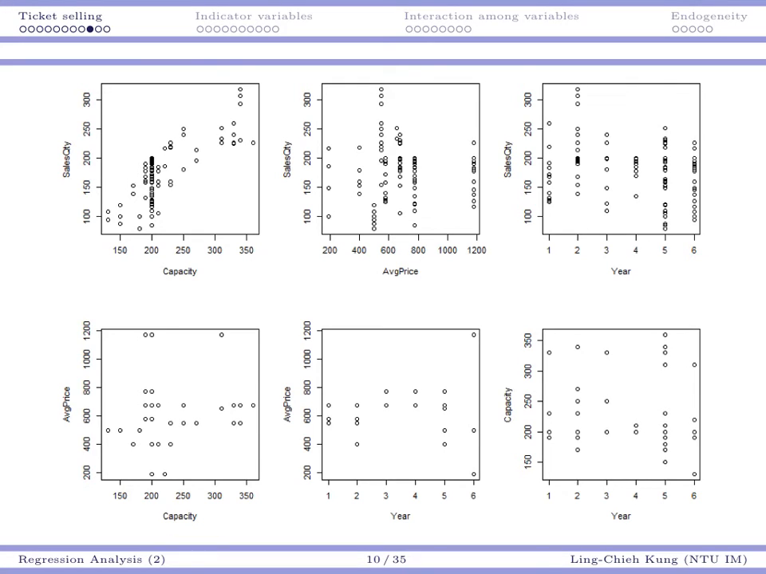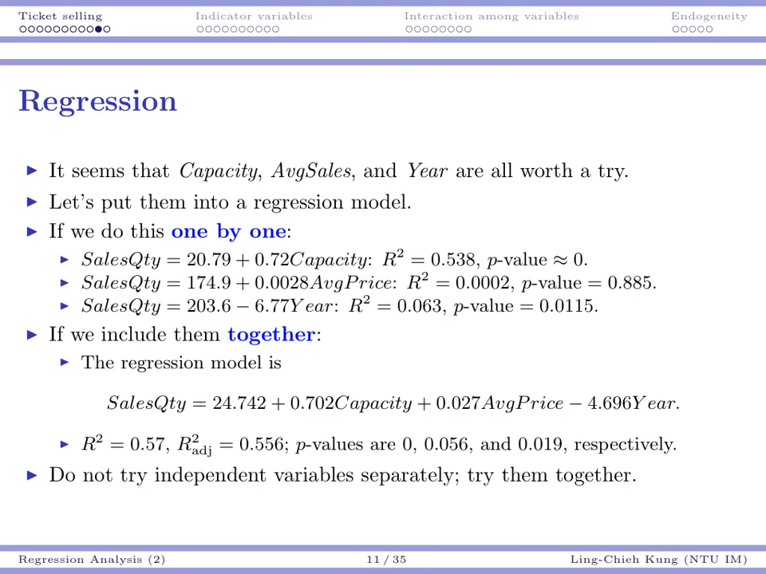We also want to check the relationship between independent variables. Basically, we don't see any strong patterns. So we tend to believe that they are not correlated with each other. So that's good. You may of course calculate the correlation coefficient. They are just not so big. So these variables seem to be good. They are worth a trial. So let's put them into a regression model.